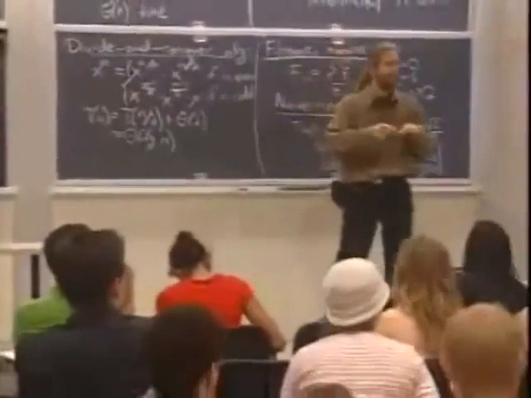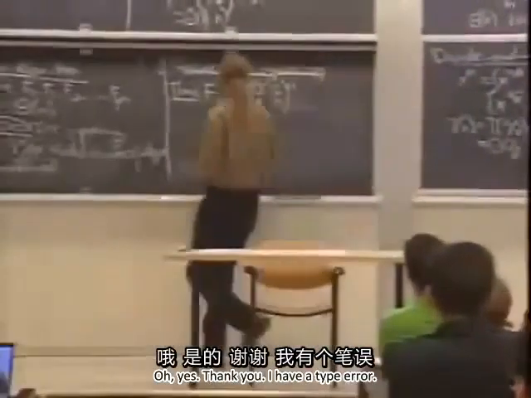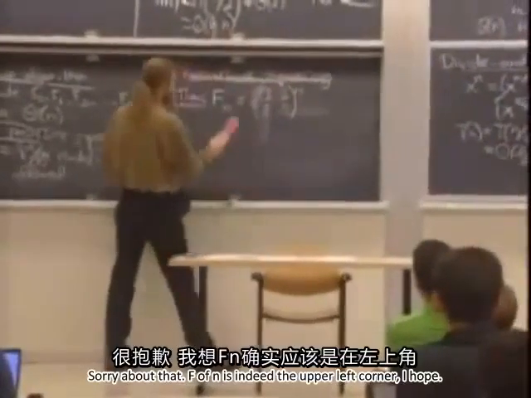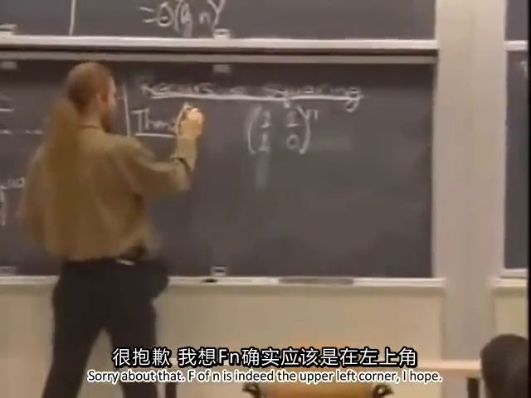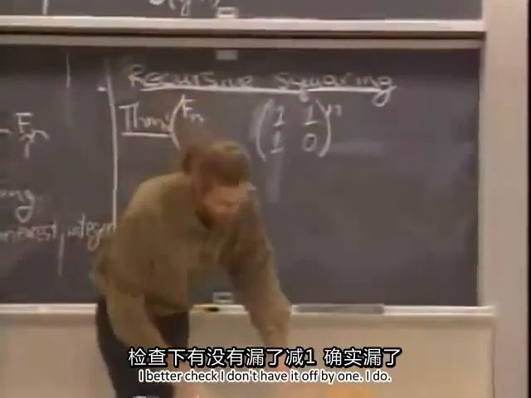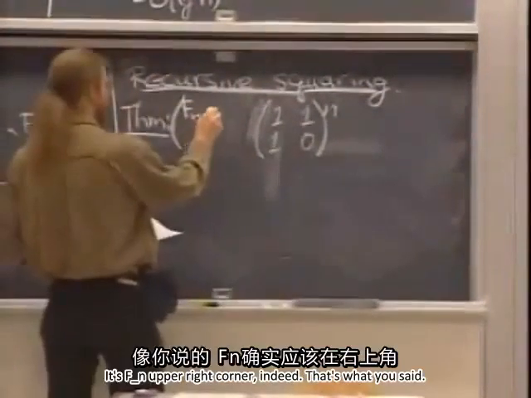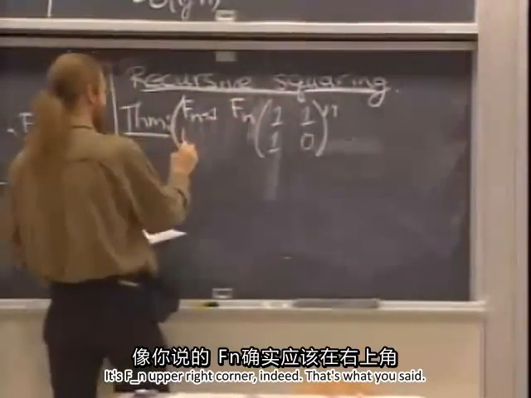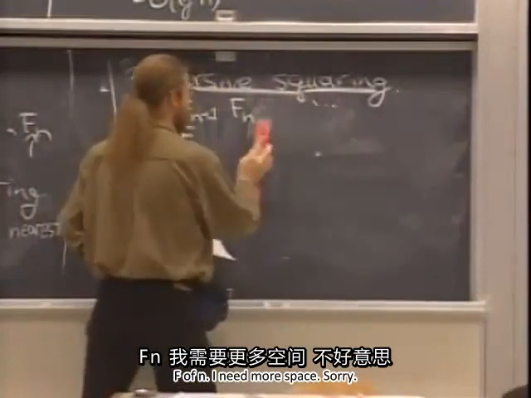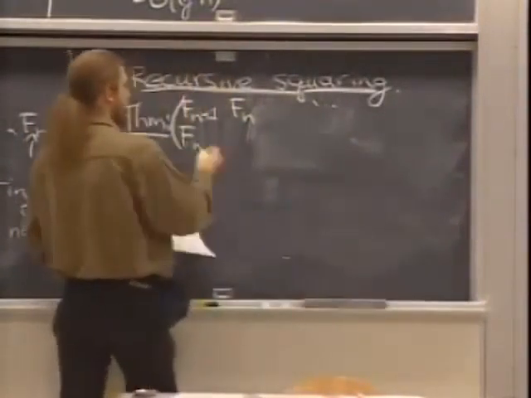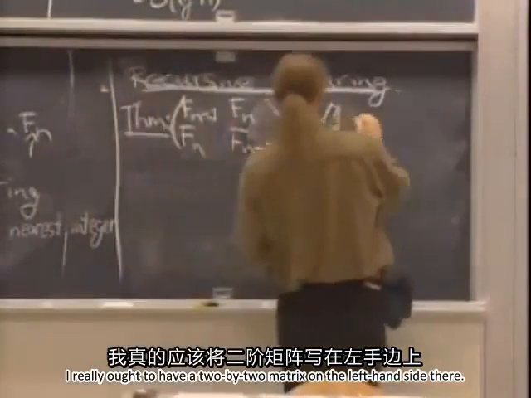Yes, Martin? The right upper corner, or the left upper corner. Oh, yes. Thank you. I have a type error. Sorry about that. F of n is indeed the upper left corner, I hope. Better check I don't have an off by 1. I do. It's Fn upper right corner. Indeed, that's what you said. F of n. Oh, need more space, sorry. I really ought to have a 2 by 2 matrix on the left-hand side there. Thank you.